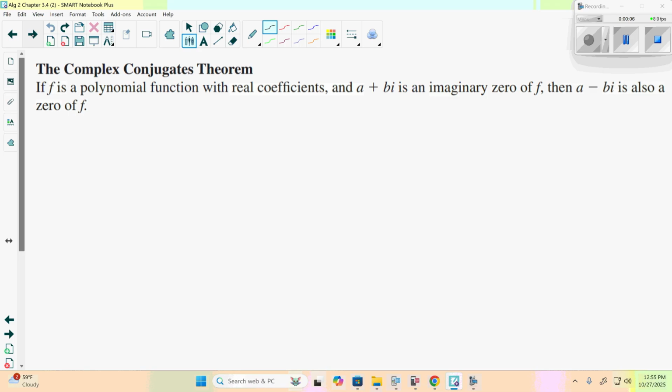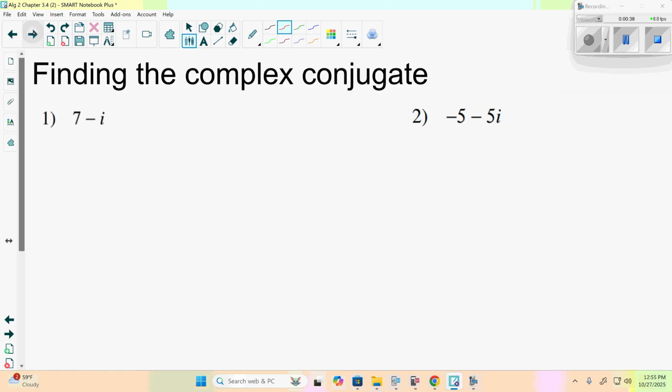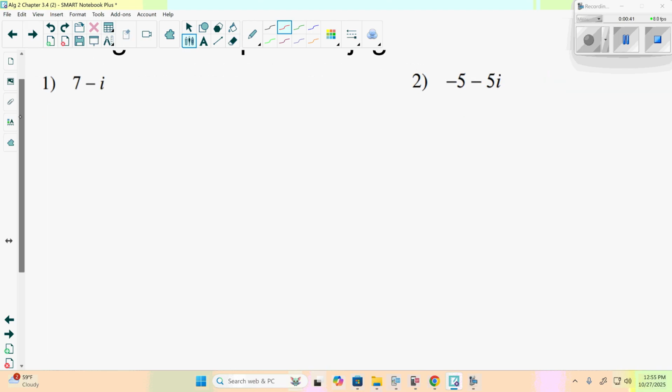What we're looking at today is the complex conjugate theorem, or complex conjugates. The complex conjugate of A plus BI is A minus BI. So if we're given A plus BI, its complex conjugate is A minus BI. If we're given A minus BI, its complex conjugate is A plus BI. That's it. The complex conjugate theorem also states that if A plus BI is a solution, A minus BI is a solution. If we have one, we have to have the other.